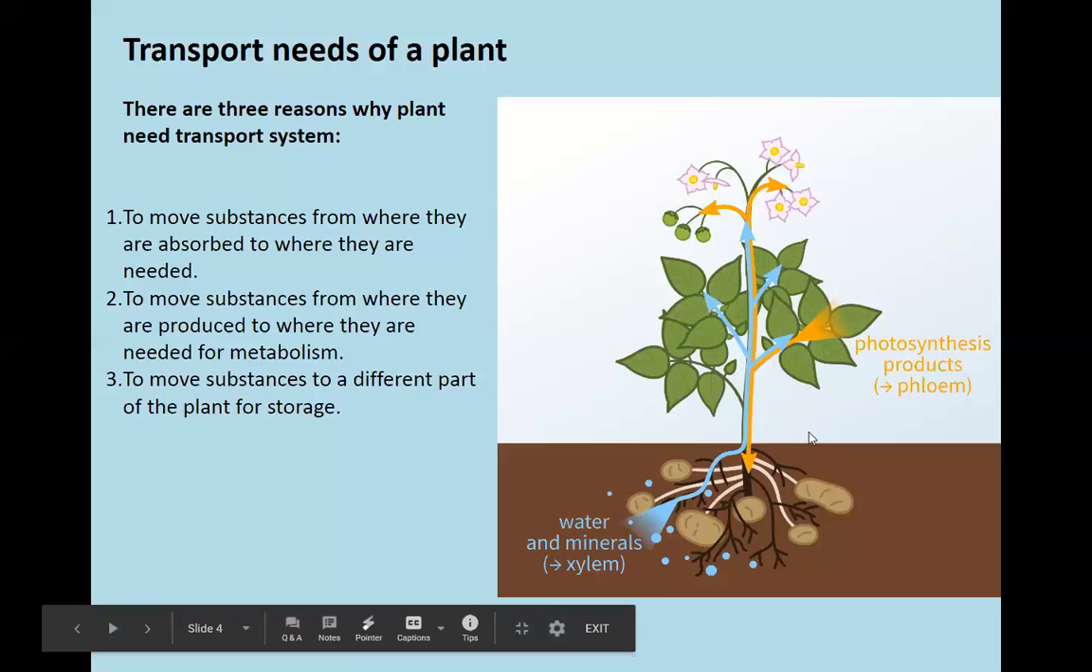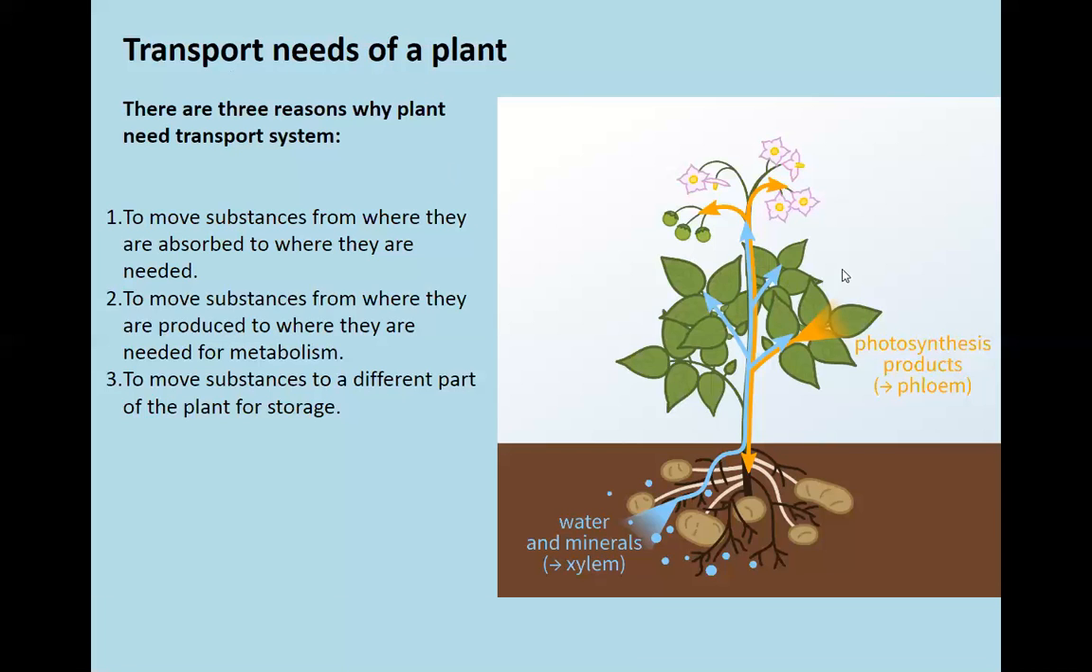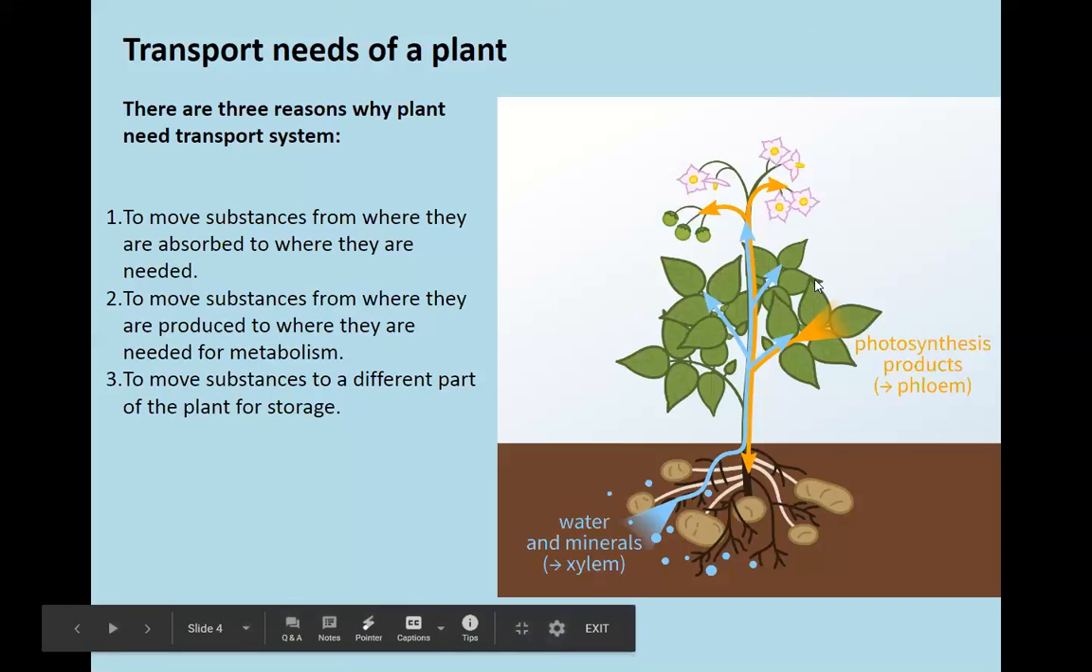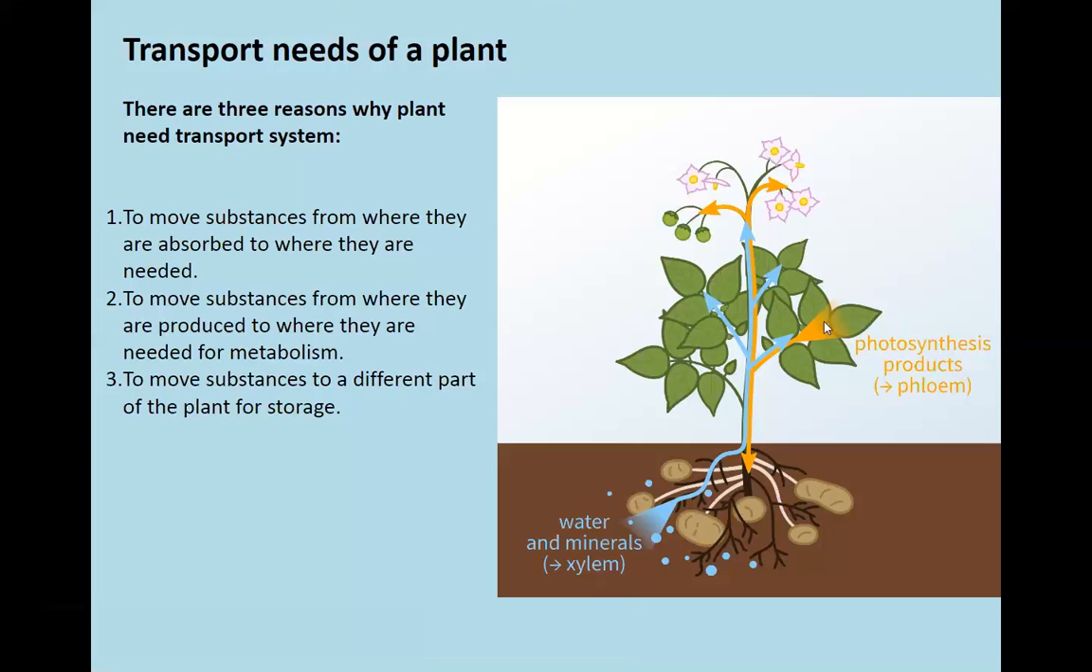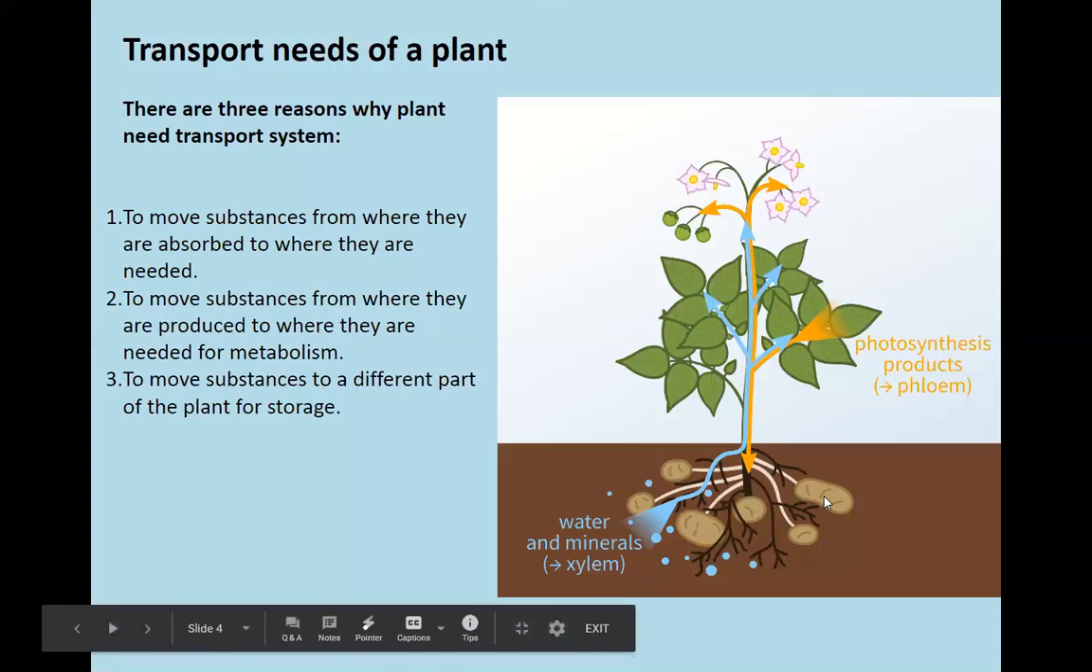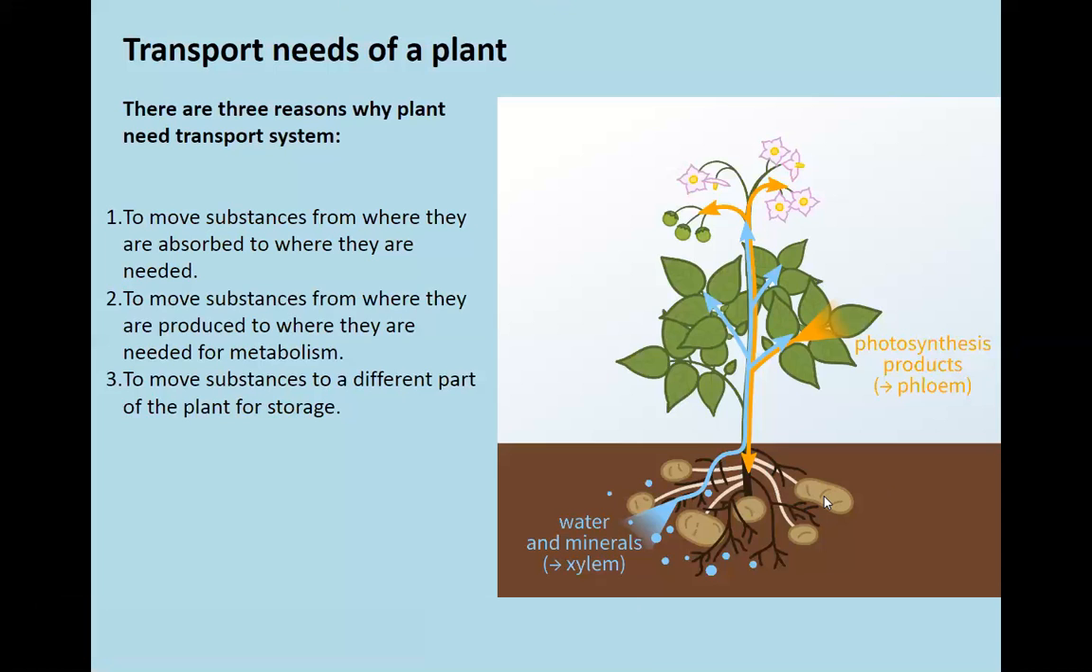And the third reason why plants need a transport system is to move substances to a different part of the plant as a storage organ. For example, the sugars in the plant are stored as starch in the parts which work as a storage place, for example the potato tubers, which are a very good place to store different products of photosynthesis, or to store sugars in the form of starch.